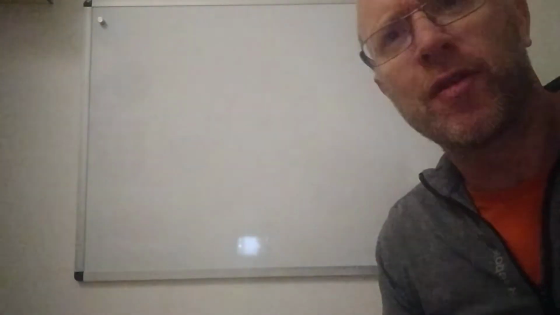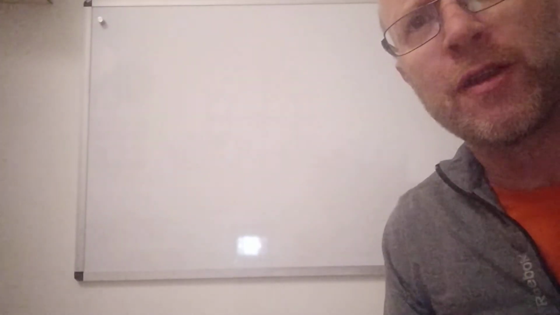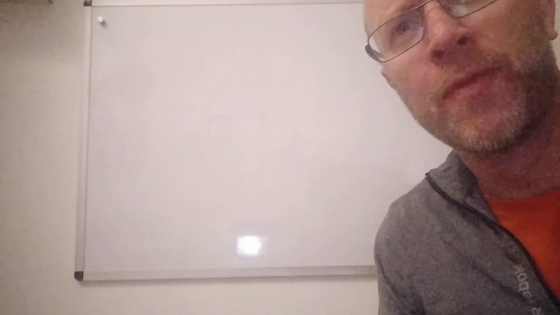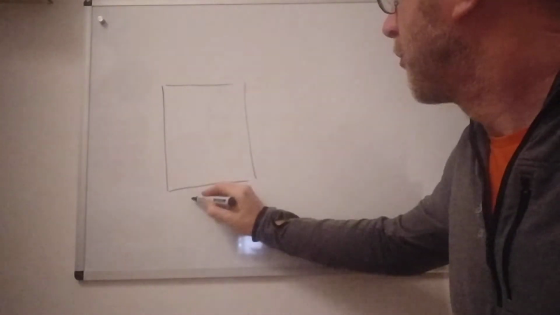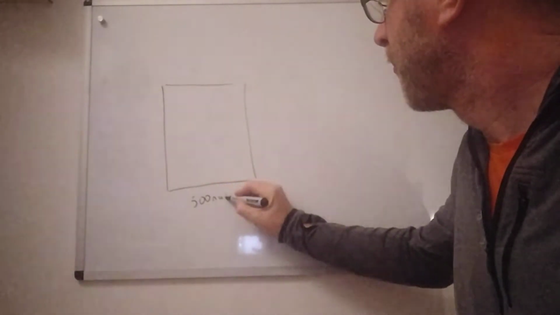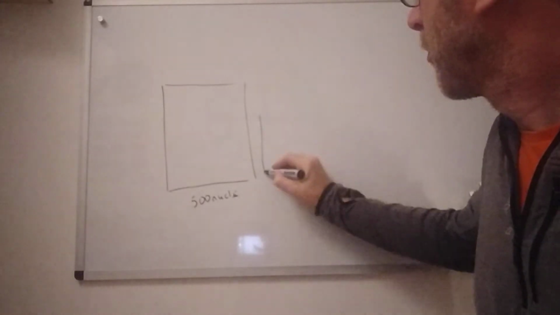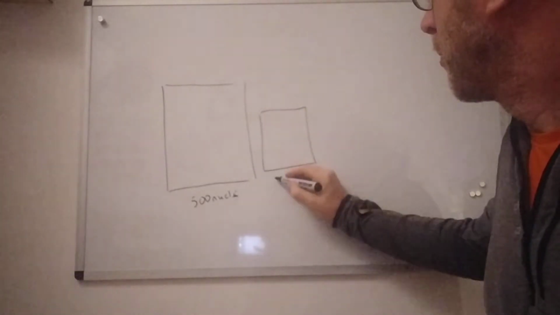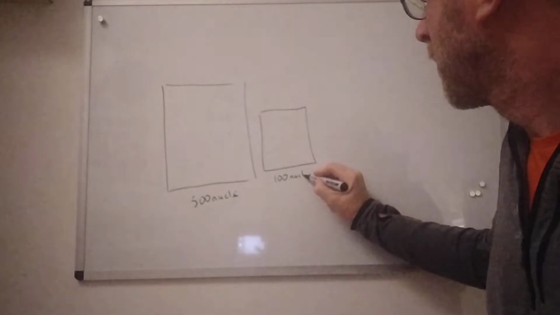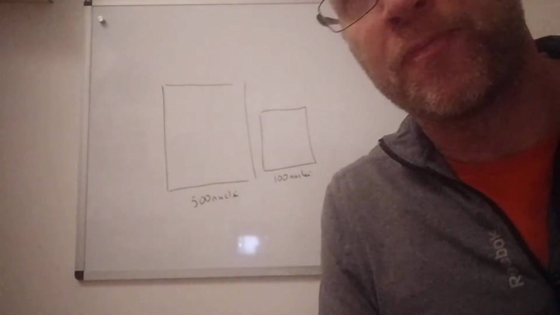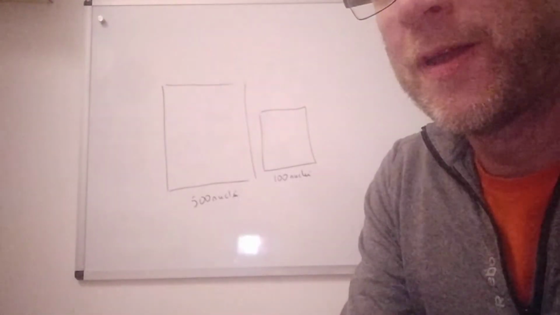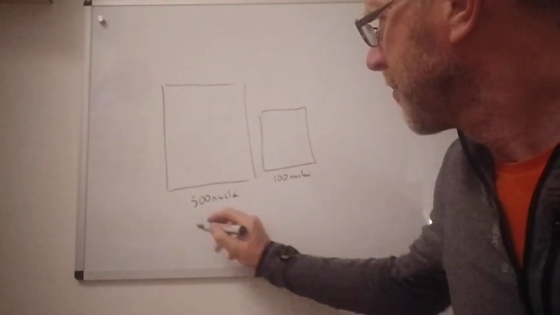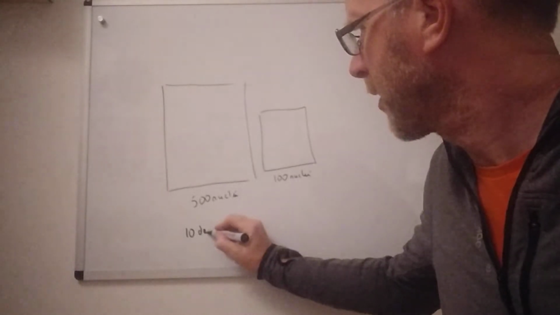Okay, the second part of today's lesson is looking at what we call the law of radioactive decay. So let's think about it, okay? Let's imagine we've a box here with 500 nuclei, and we have another box here with 100 nuclei. And let's say that in the box of 500 nuclei, 10 decay every second. So 10 decay per second.